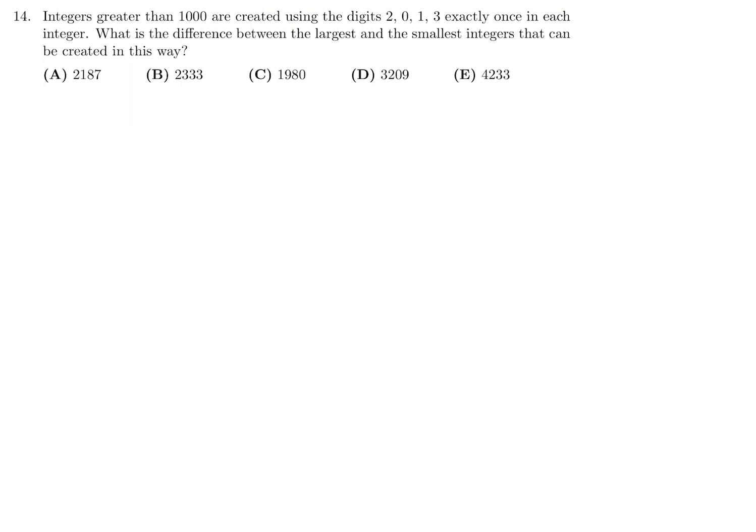Integers greater than 1,000 are created using the digits 2, 0, 1, 3 exactly once in each integer. What is the difference between the largest and smallest integers that can be created in this way? The largest, of course, put the largest numbers first. So if it's a 4-digit integer, put the 3 first, then the 2, then the 1, and the 0. That's the largest number that you can create with the conditions of the question.